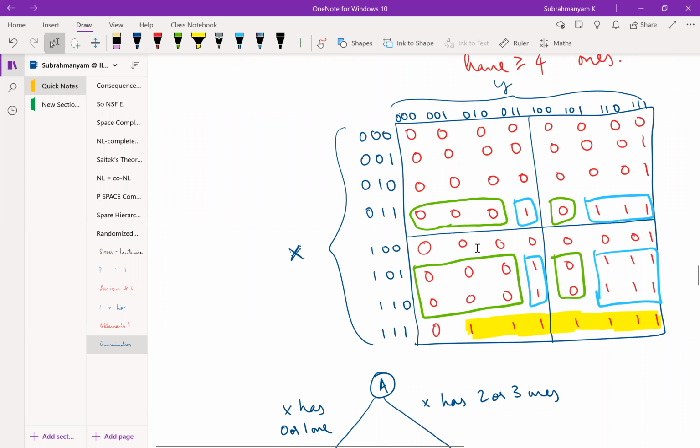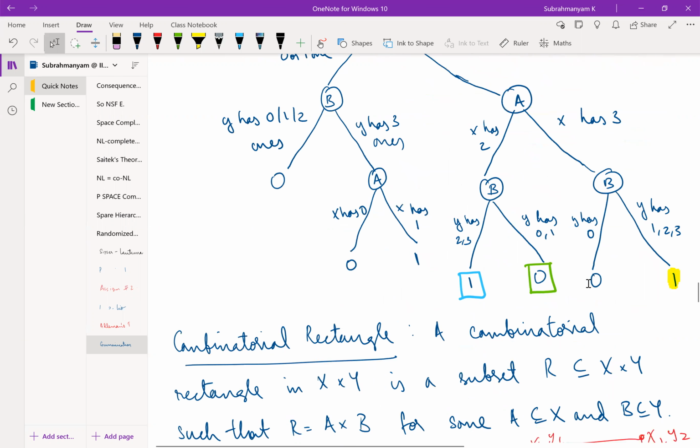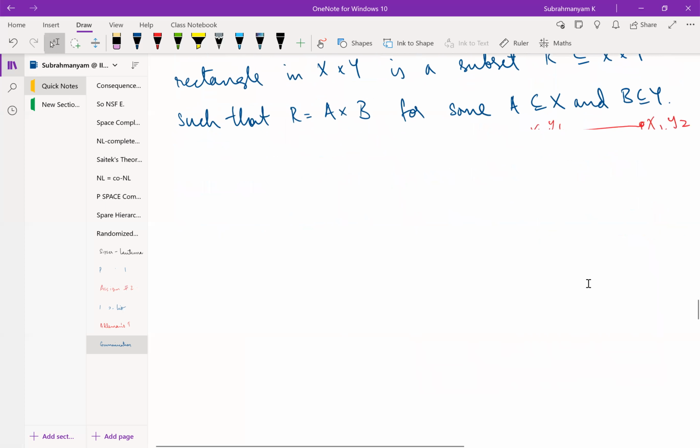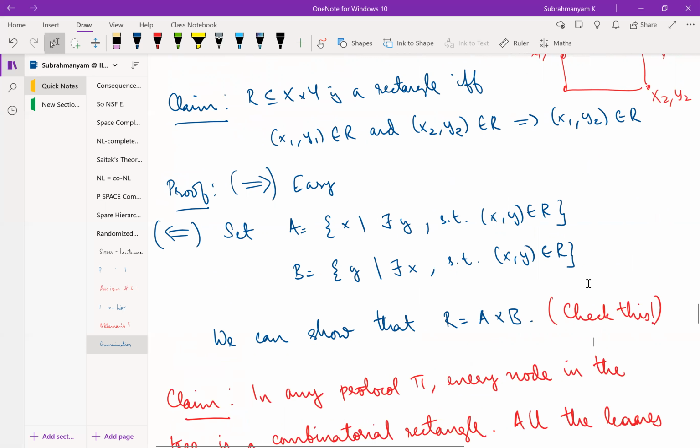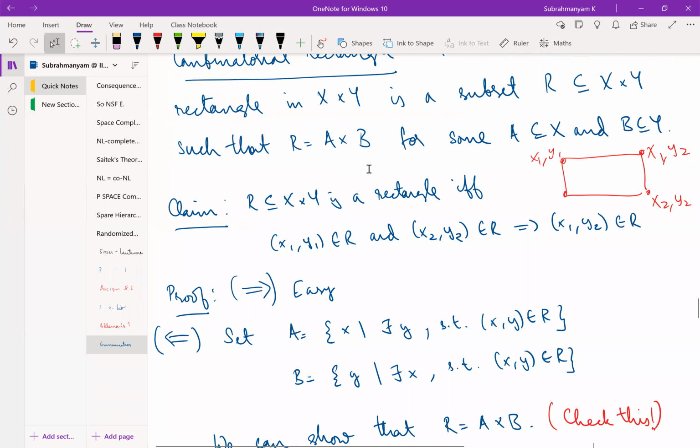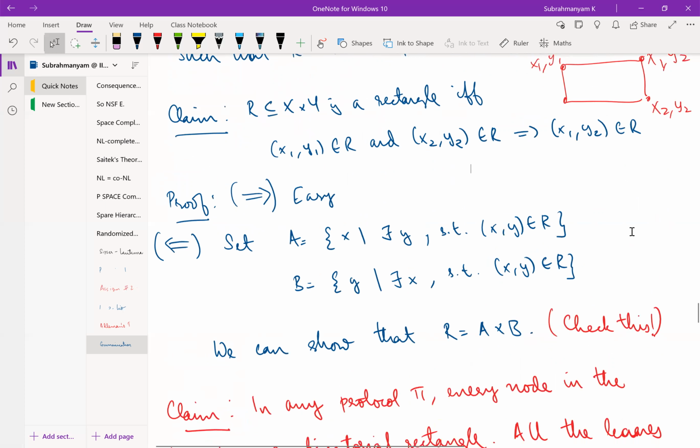And we saw that in any protocol tree, all the nodes correspond to rectangles and all the leaves correspond to monochromatic combinatorial rectangles. Like the green surrounded leaf rectangle values all correspond to one leaf, the blue all correspond to another leaf. And we saw two characterizations of a combinatorial rectangle. One is that it can be written as A cross B for two sets A and B. The second is that for all (x1, y1) in the rectangle and (x2, y2) in the rectangle, (x1, y2) must also be in the rectangle. It's not very difficult to see.